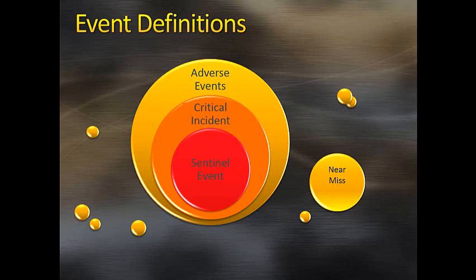Serious injury specifically includes the loss of limb or function. Any injury or death that occurs from the use of behavioral interventions is also considered a sentinel event. As the diagram attempts to illustrate, all sentinel events are also critical incidents, but not all critical incidents are sentinel events. Both are adverse events.